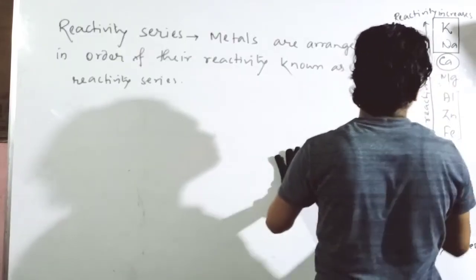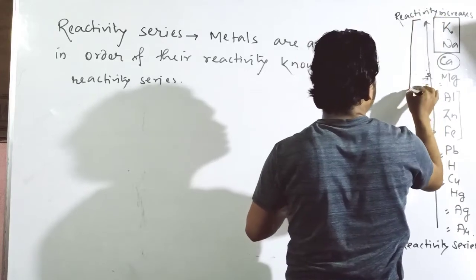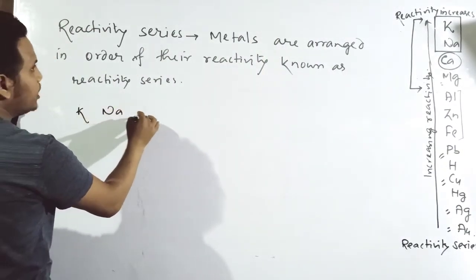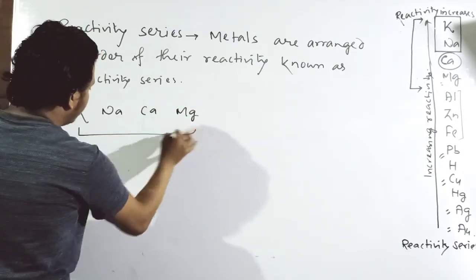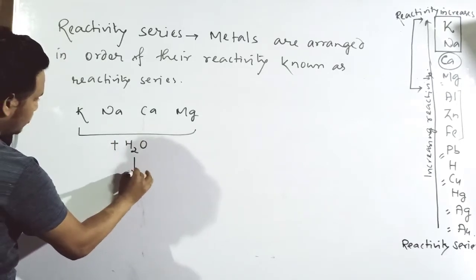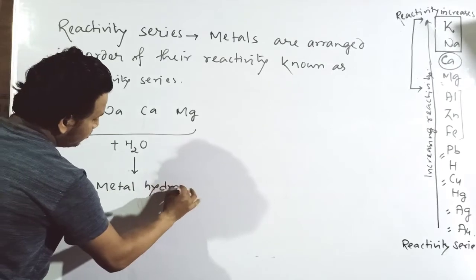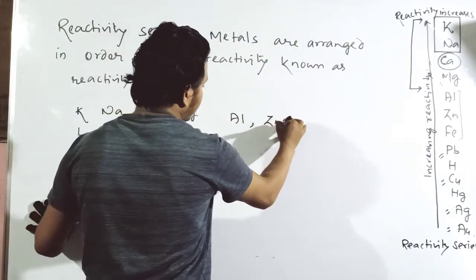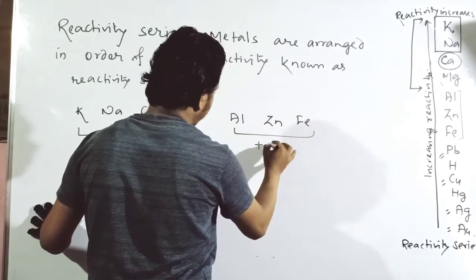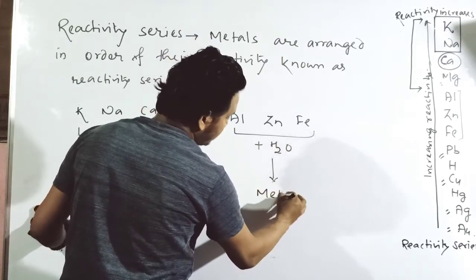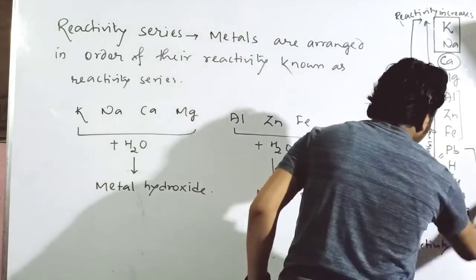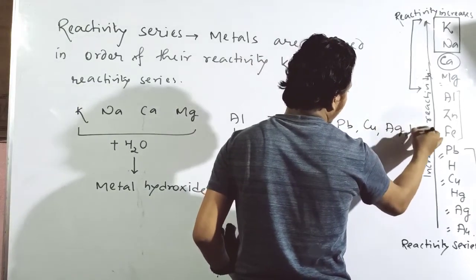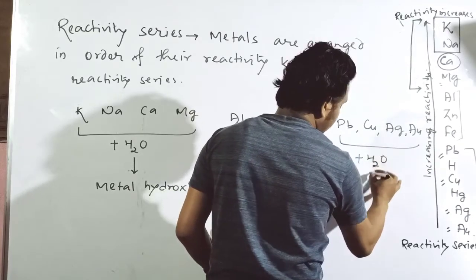In this reactivity series, up to magnesium: potassium, sodium, calcium and magnesium react with water to form metal hydroxide. And aluminium, zinc, iron react with water to form metal oxide. And the rest do not react with water. So lead, copper, silver, gold plus water, there will be no reaction.